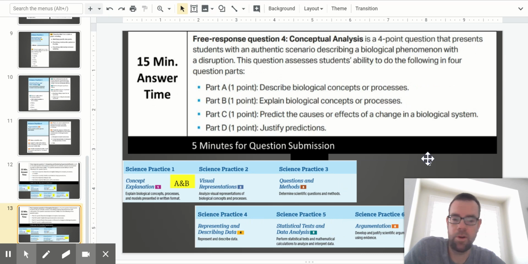Question number 4 or question number 2 is going to be asking you, hey, here's this scenario where there's some sort of system, some sort of biological system, and look, this disruption has happened to this system. So tell us what's going on in the system, and then tell us how that system is going to change once the disruption takes place.